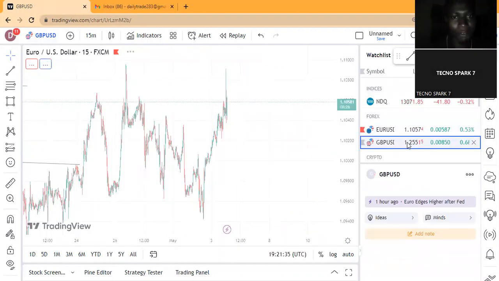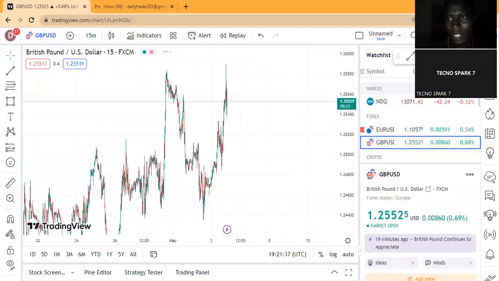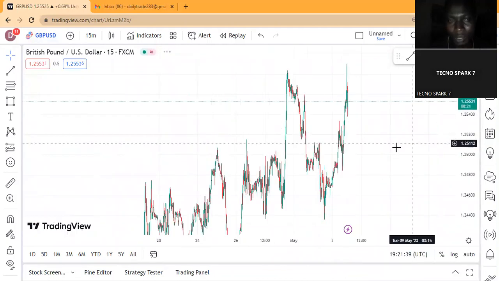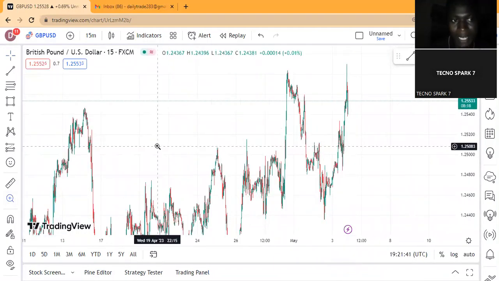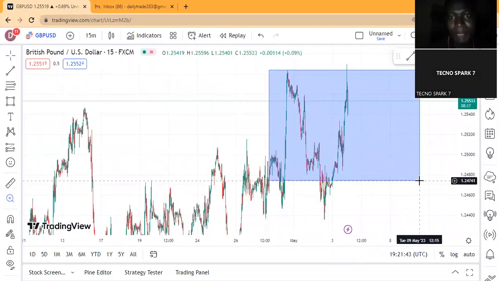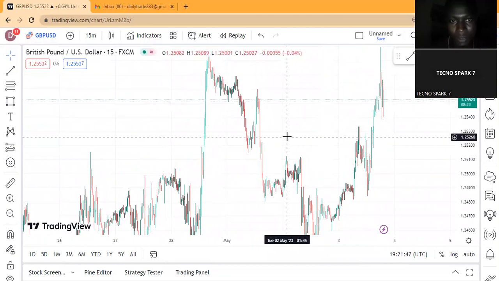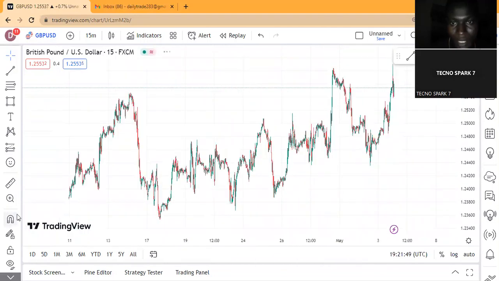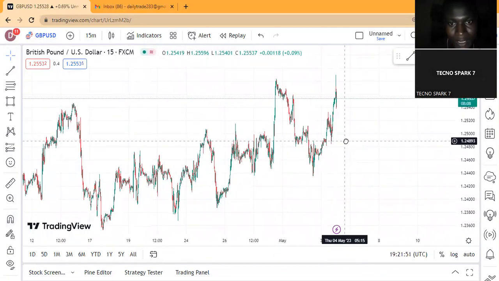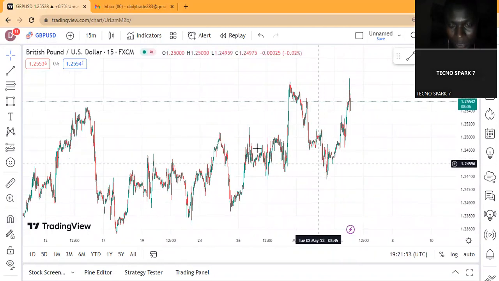Let me go to GU, of course. Let me see if I can see anything on GU as well, on GBPUSD. Yeah, that's GBPUSD. Now, what can we see so far about this one? You can see that, let's look at this.